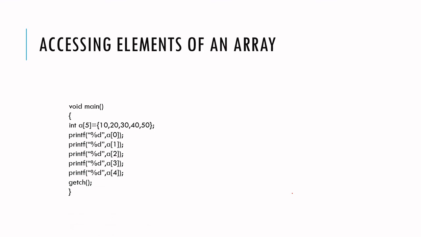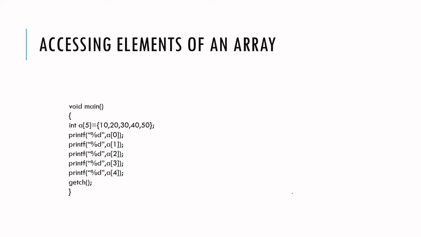After declaration, we are initializing an array, and then we are going to discuss how to access the elements of an array. For accessing the elements of an array, directly we can type printf of %d and the corresponding array name with the index of the particular element.